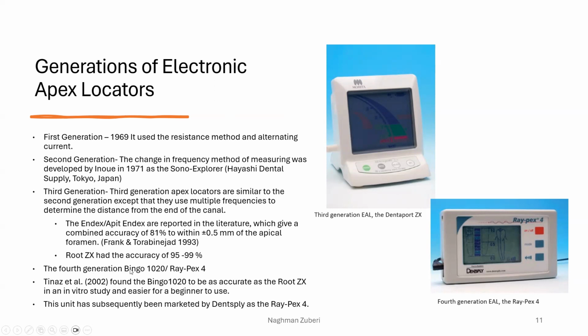The fourth generation Bingo 1020 or RayPex 4 were introduced. Tinaz et al. in 2002 found the Bingo 1020 to be as accurate as the Root ZX in an in vitro study and easier for a beginner to use. This unit has subsequently been marketed by Dentsply by the name of RayPex 4.